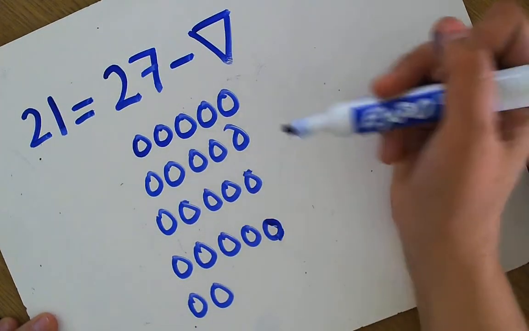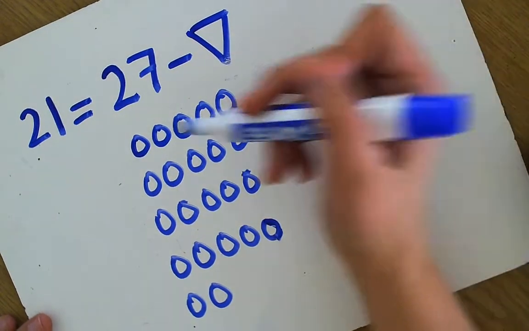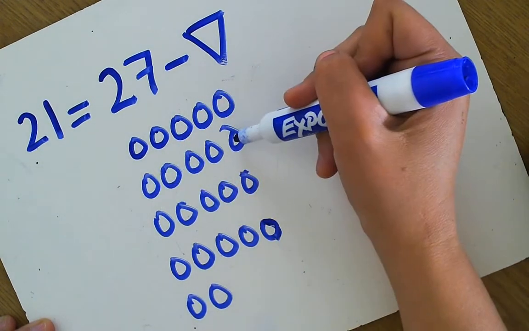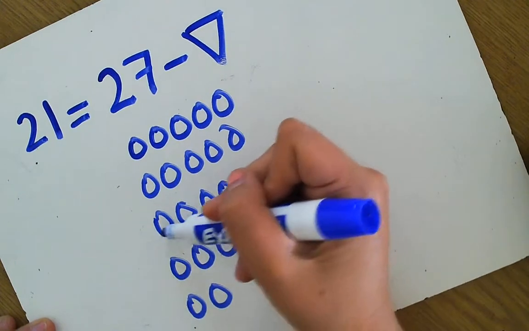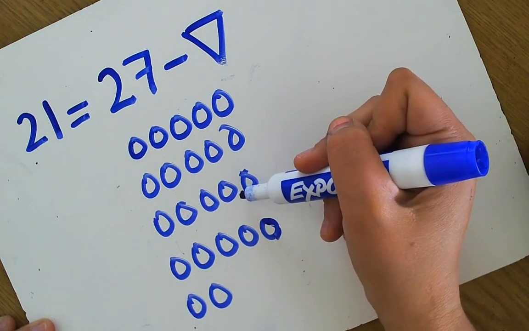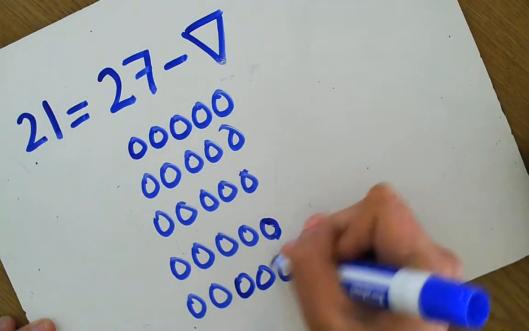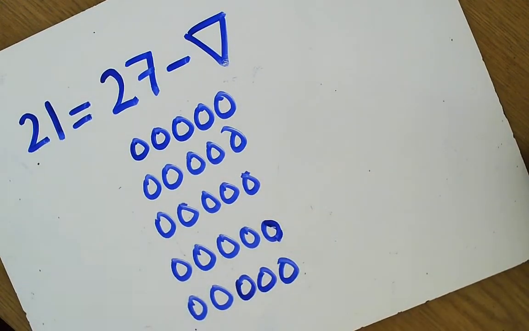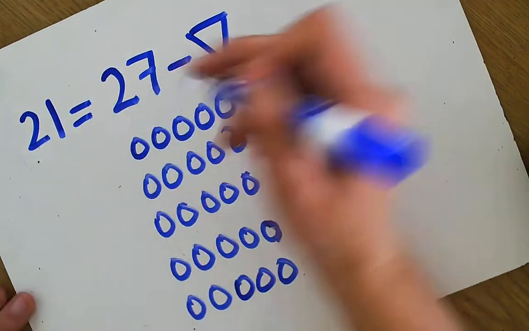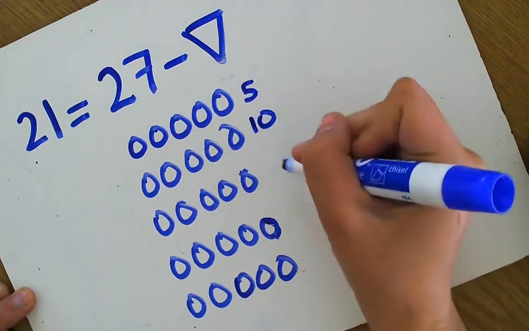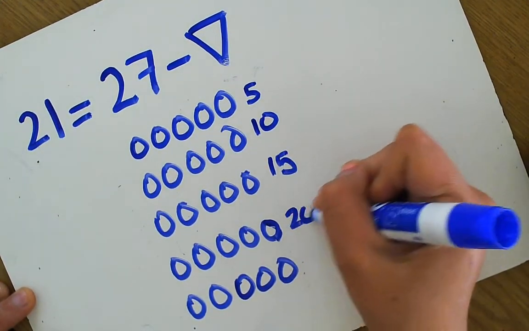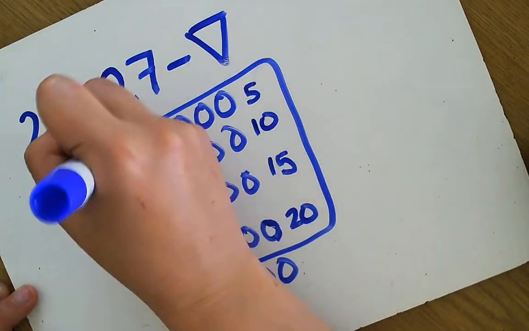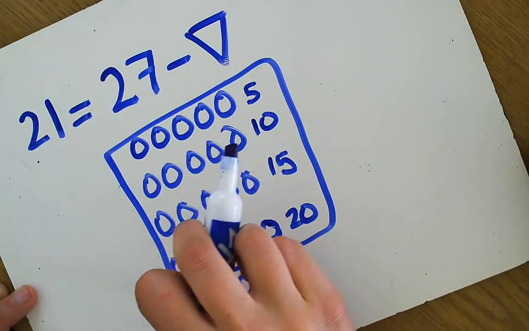So now that I have 27 counters, I'm going to count out 21 of them. So I have 5 in this row, 10 in this row together, 15. Oh, sorry, I didn't draw enough. So now I have 27, I apologize. Okay, so I have 5 in this row, 10 in this row, 15 in this row, 20 in this row. So I need all of these plus 1.